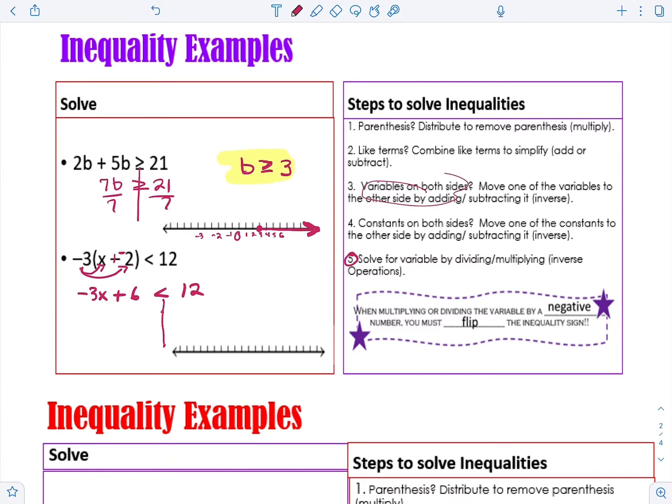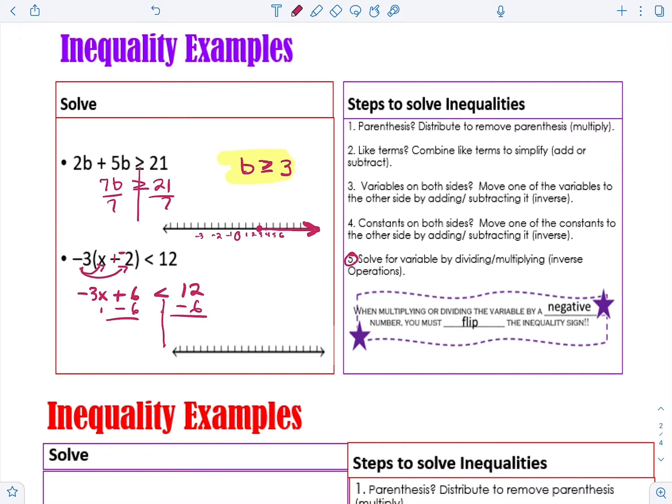Next question, are there variables on both sides? Well, there's a variable term here, not here. So therefore, the answer is no here. Are there constants on both sides? Well, there is a constant here and there is a constant here. So the answer is yes here. So we need to move one of the constants to the other side by adding or subtracting. So it's the inverse. This is plus 6, but the inverse is -6. So we subtract 6 in order to move the constants together.